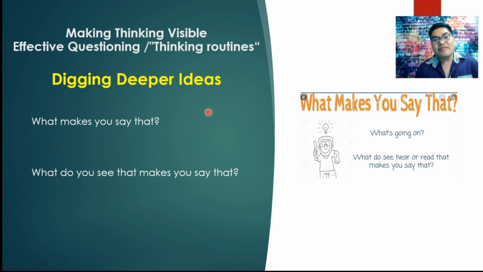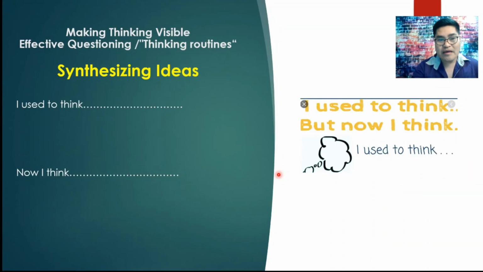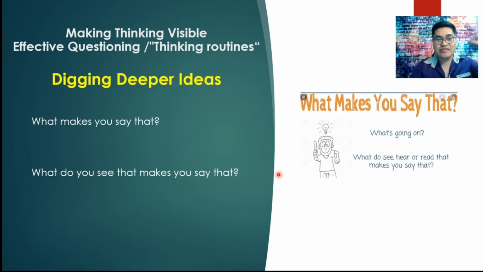So, what are the effective questions that you can ask your students? Well, you might include, what makes you say that? What do you see that makes you say that? Again, you can use this graphic organizer. What makes you say that? What's going on? What do you hear or read that makes you say that? So that is about digging deeper into ideas. So that's the way you implement making thinking visible. Okay, so again, let me go back. Either you introduce the ideas, you synthesize the ideas, or you dig deeper into the ideas. So those are the different ways you can incorporate making thinking visible.